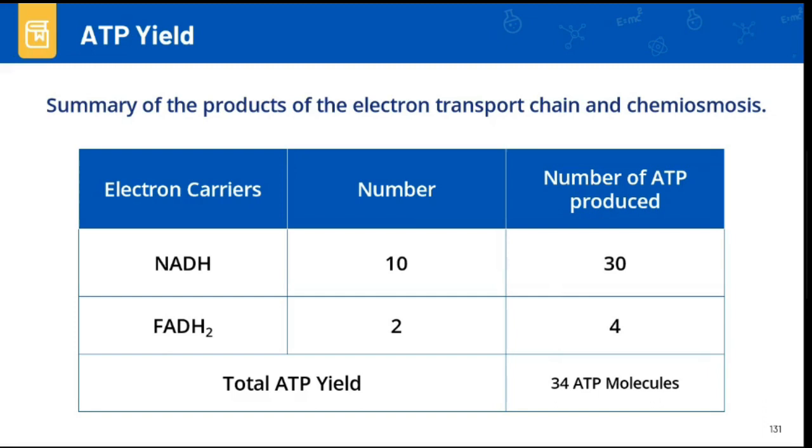So, here is the summary of the products of the electron transport chain and your chemiosmosis. Since there are 10 NADH produced, we will now have 30 ATP. And for your 2 FADH2, which is equivalent to 4 ATP. So the total ATP yield for your electron transport chain and your chemiosmosis is 34 ATP molecules. Earlier, in glycolysis, we already produced 2 ATP. So 34 plus 2 is 36 ATP molecules.